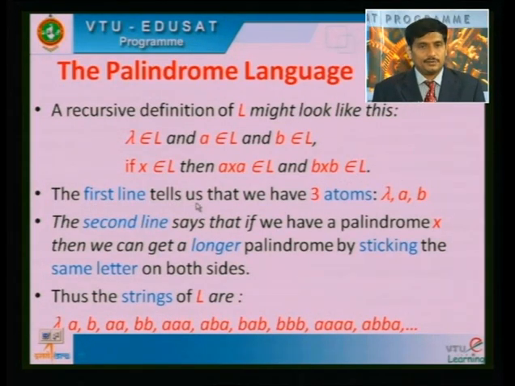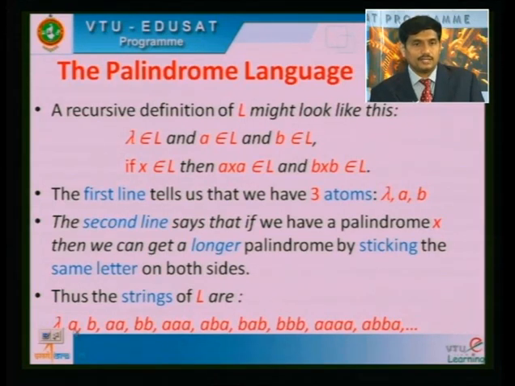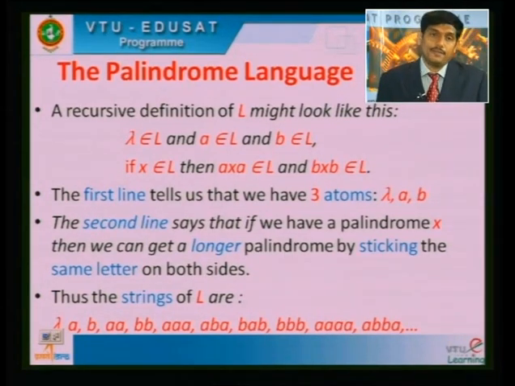The first line tells us that we have three atoms. What are the atoms? Lambda, a and b. The second line tells us that from a palindrome x we can get a longer palindrome by attaching the same letter on both sides. Thus the strings of L are lambda, a, b, aa, bb, aaa, aba, bab, bbb, aaaa, abba. Similarly, we can define many palindrome languages.